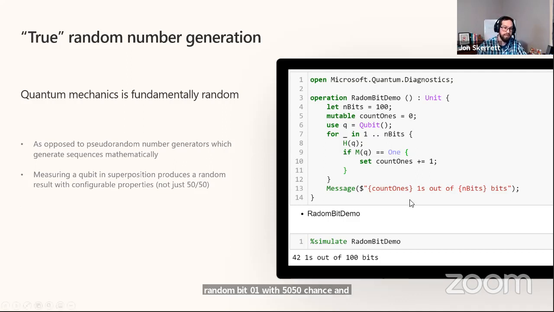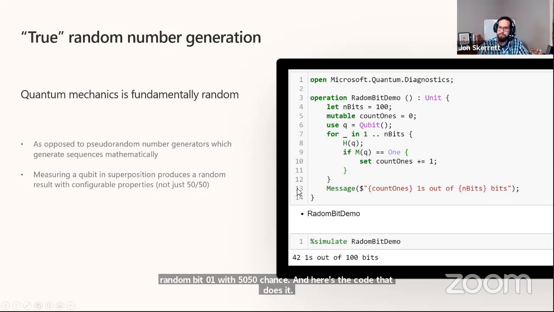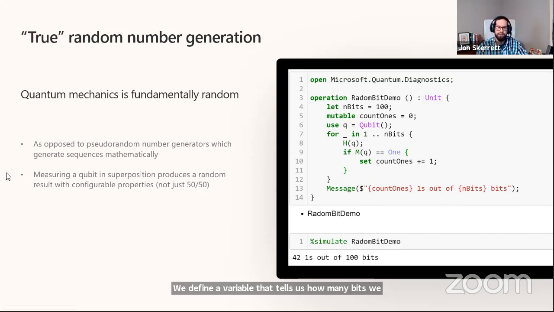And here's the code that does it. We define a variable that tells us how many bits we want to generate, and we want to count how many of them were 1s. So what we can do is allocate the qubit and repeat as many times as we want the simple process of applying a Hadamard gate to it, put it in equal superposition, and then we measure it. And that's basically what lines 4 through 7 do.